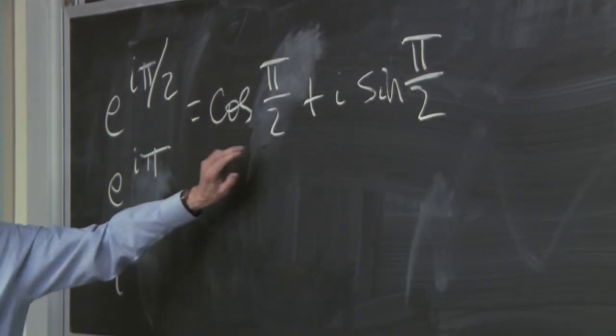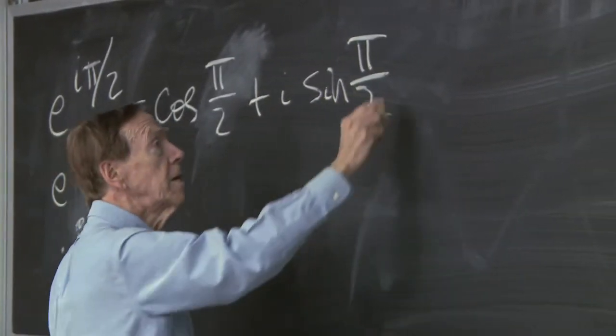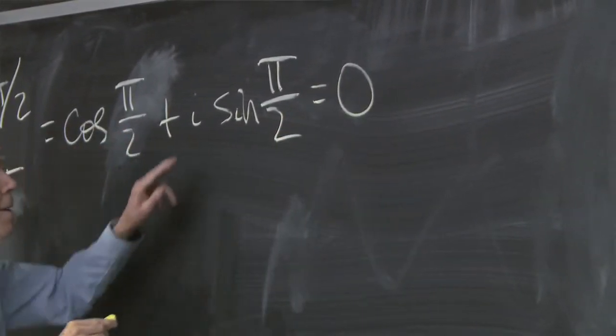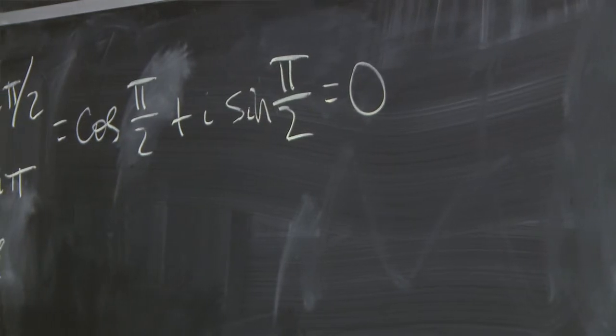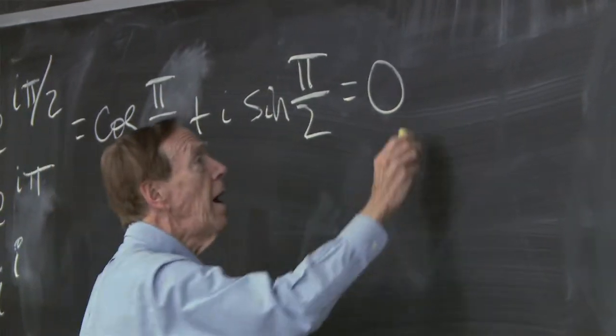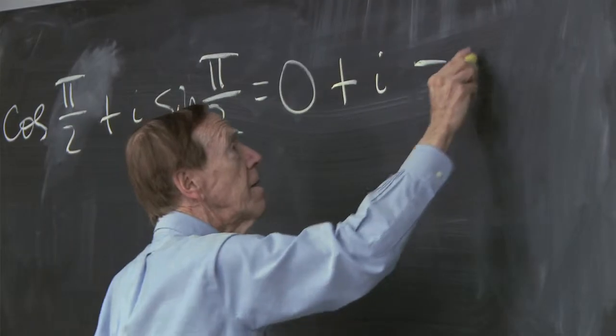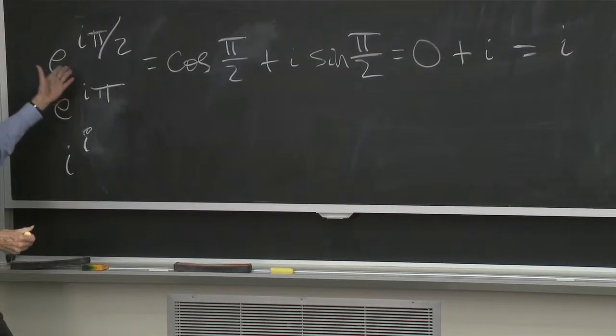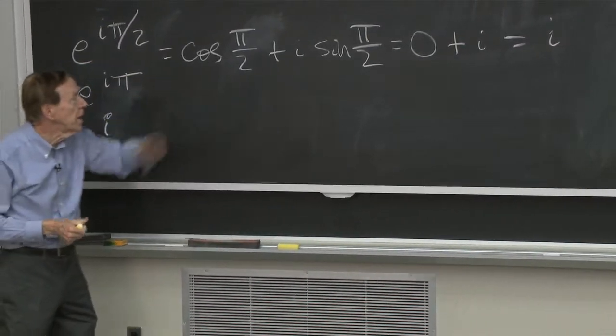That's 90 degrees. The cosine of 90 degrees is 0, and the sine of 90 degrees is 1. So I have i. The answer to that question was an amazing number. e to the i pi over 2 equals i.